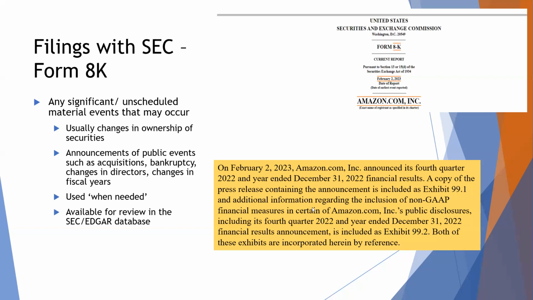They have a copy of the press release and additional information on non-GAAP financial measures, public disclosures. So basically what they're saying is, here we are, we finished our fiscal year on December 31, 2022, and in February 2, we are announcing, because it does take time to close your books, we're announcing our fourth quarter and preliminary financial results. These are not audited financial results yet.